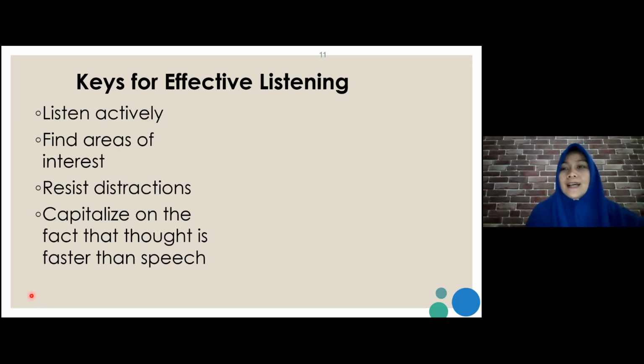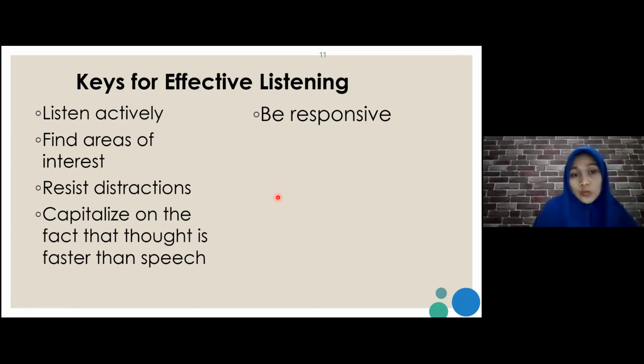Then the next step is be responsive. So as a good listener, guys, when you talk with someone, make sure that you are responsive to be a good listener. The response of the listener can be shown, right? Can be shown by your expression as a listener, your mimics, right? Your face, your eye contact, your gesture, your body language, right?